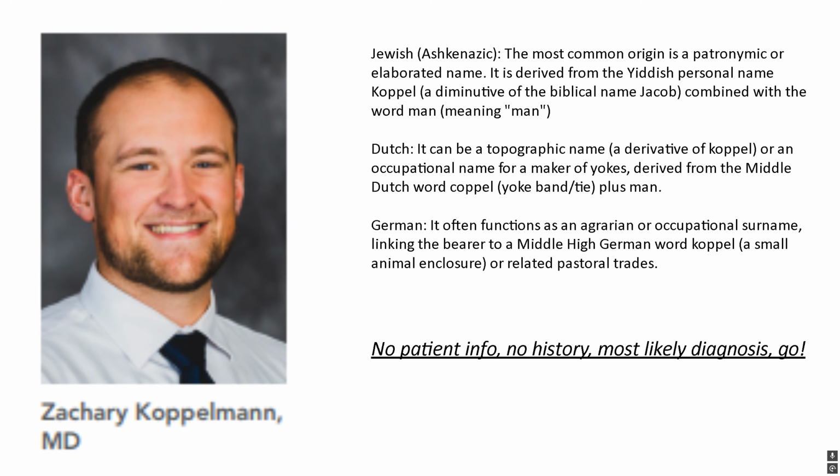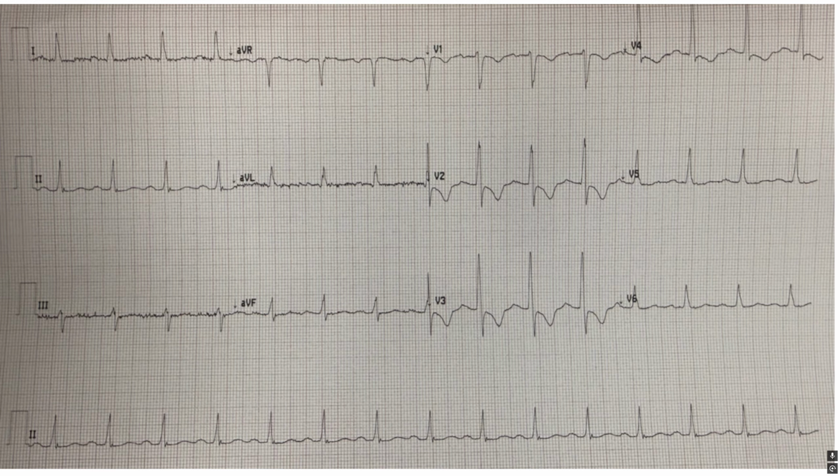So he sends me a text that says, no patient info, no history, most likely diagnosis, go. Okay, which I'm down for a challenge. All right, so let's go through it and see what we see. So we got no history, no pretest, probably don't know what to do. So first thing down here is the rhythm strip at lead 2.